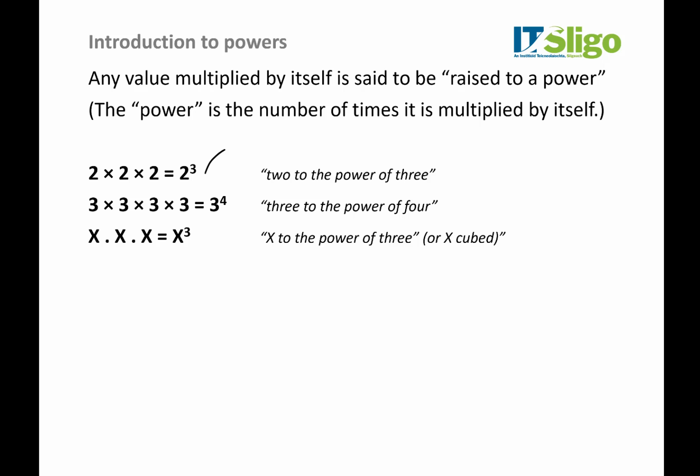3 by 3 by 3 by 3 is 3 to the power 4. x by x by x. Notice we use the dot here. We don't use the x because it gets confusing. So often a dot is used whenever variables are involved, because you could have 3x multiplied by x, and it suddenly starts to look very confusing. So a dot is often used, or brackets. y to the power of 5. So essentially, guys, the power is the number of times the variable or the value is multiplied by itself.